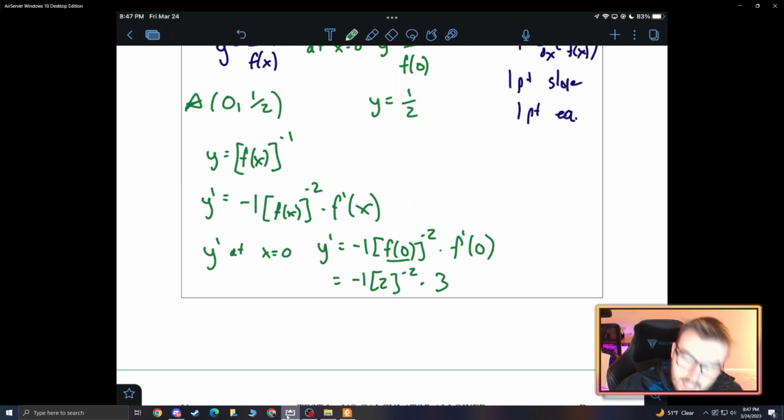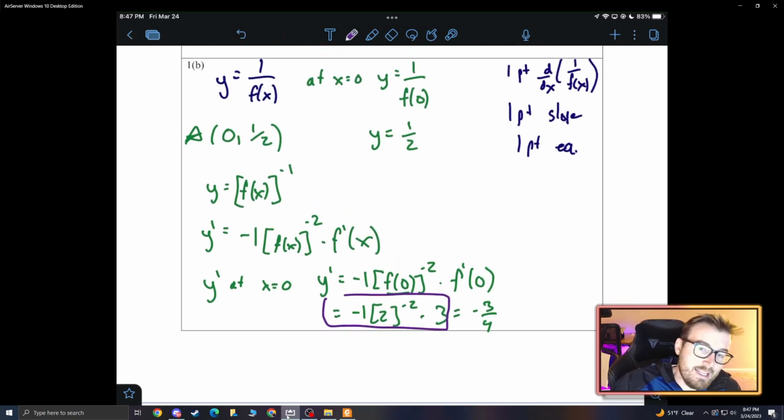You could leave it like that, and technically you're not wrong, but this doesn't really look like a slope, right? But we could rewrite this. 2 to the negative 2 is 1/4. Negative 1 times 3 is negative 3. So it looks a little bit prettier as negative 3/4. But technically, you're not wrong if you just write this. I want that to be clear.